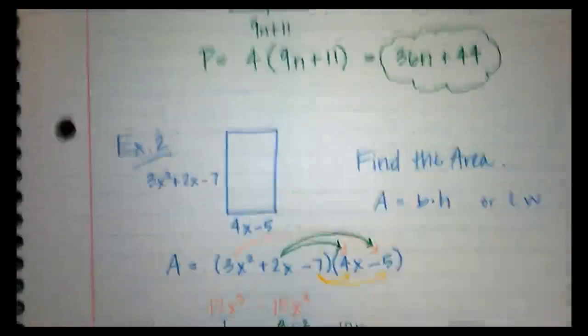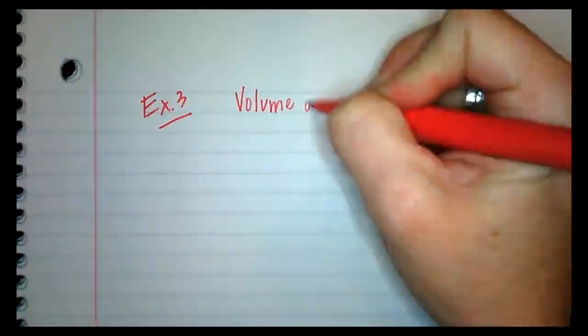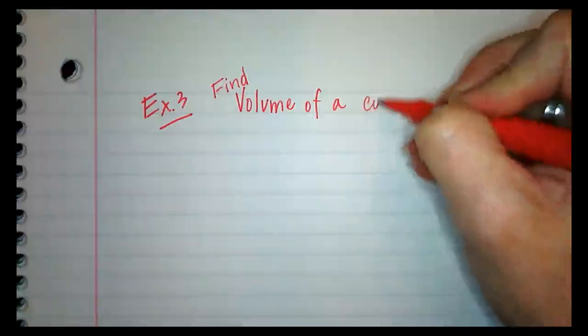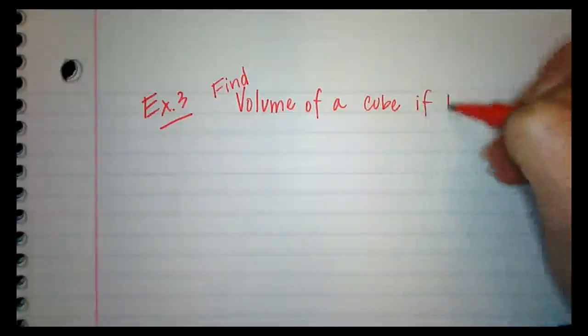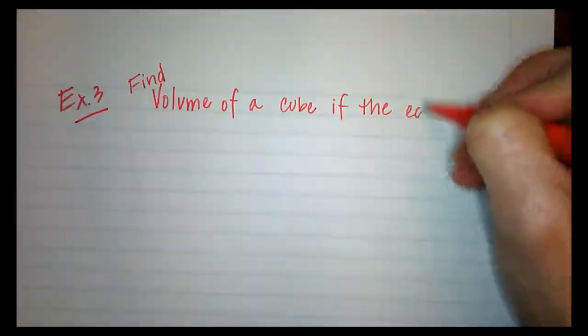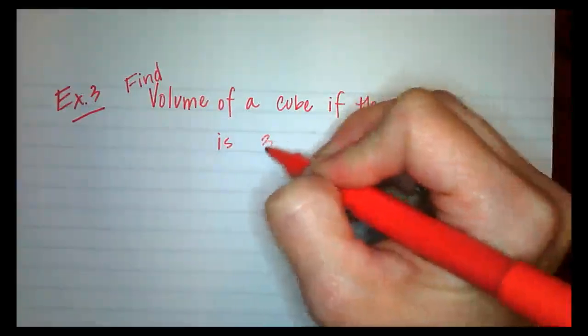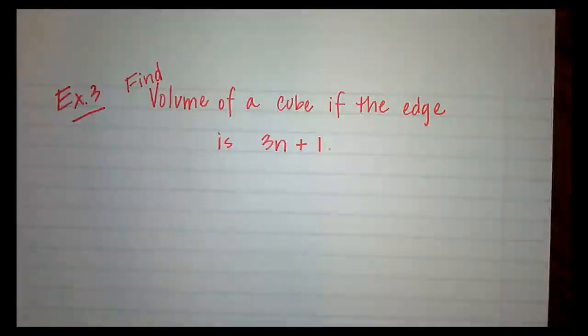Now we're going to look at volume, and we're only going to do the volume of a cube. I need to go on a new page since I write so big. So for example 3, we are going to find the volume of a cube if the edge is, let's say it is 3n plus 1.